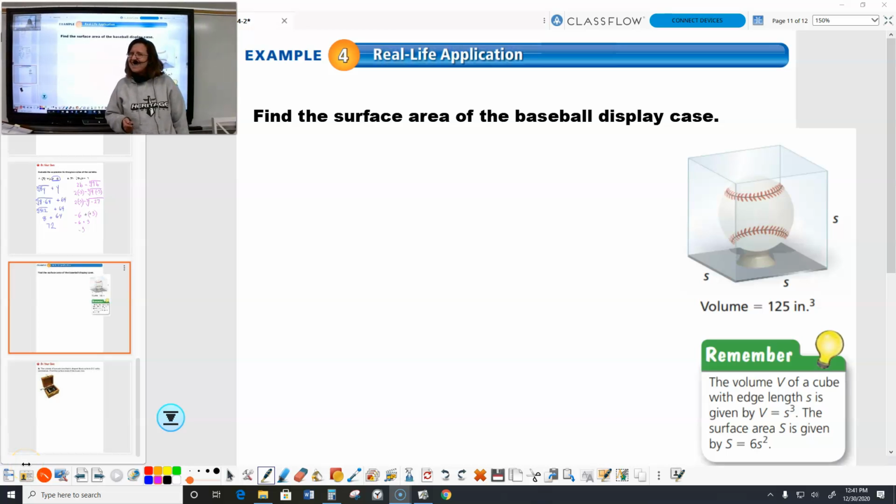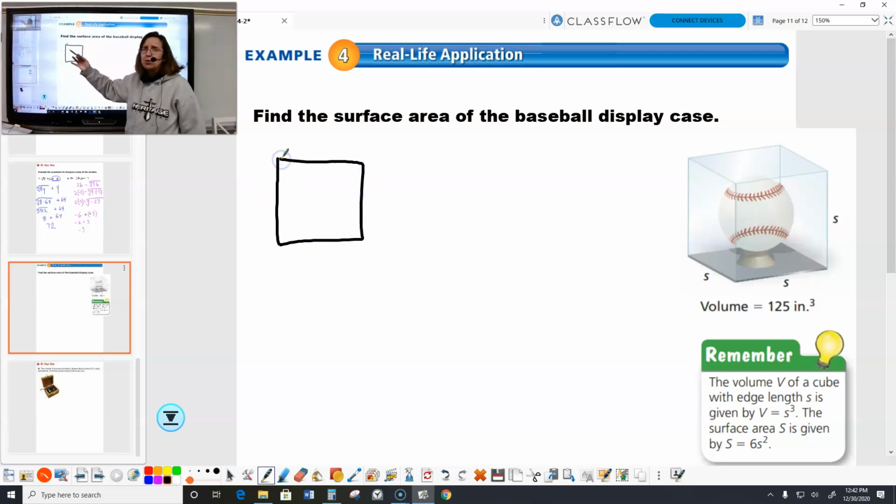All right, warriors, this is pre-algebra, and we are in Chapter 14, Lesson 2, and this is Example 4. We're going to do a real-life application problem. It says find the surface area of the baseball display case. Now, surface area means the area of all of the surfaces. Now, all of these surfaces are shaped like a square.